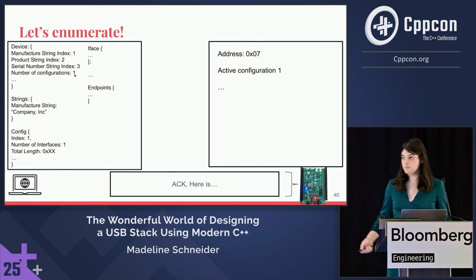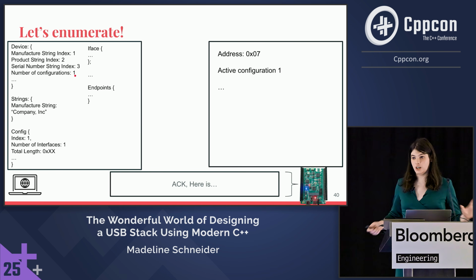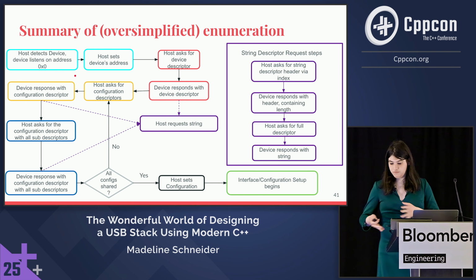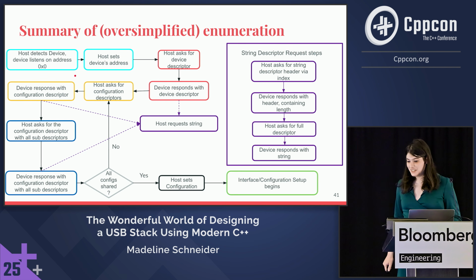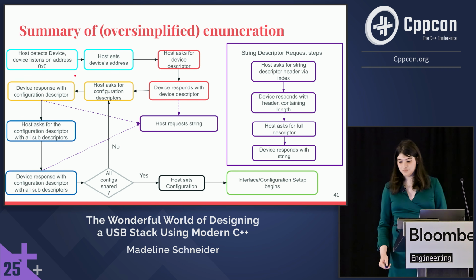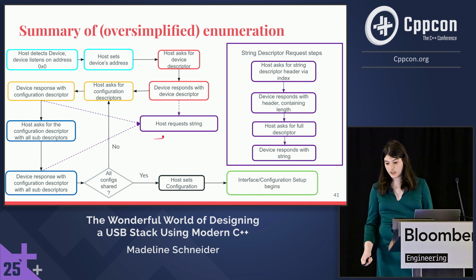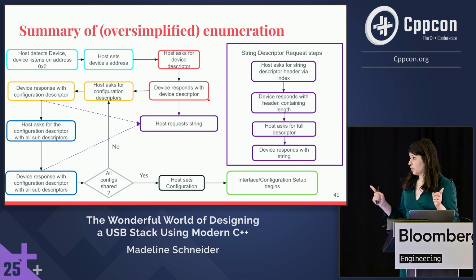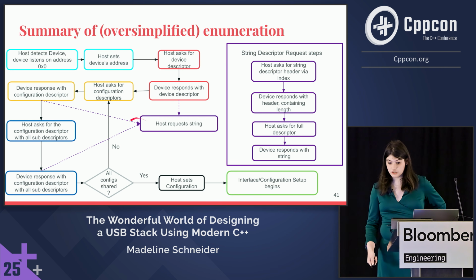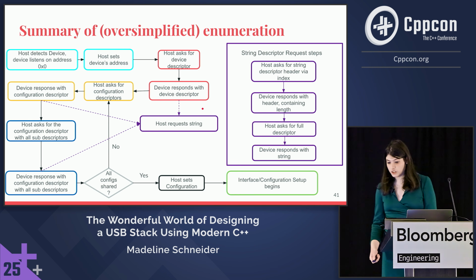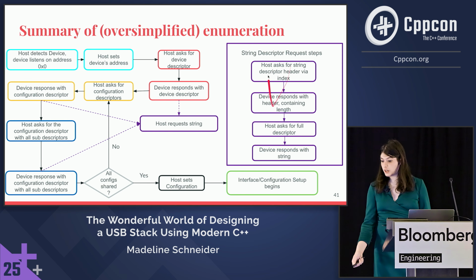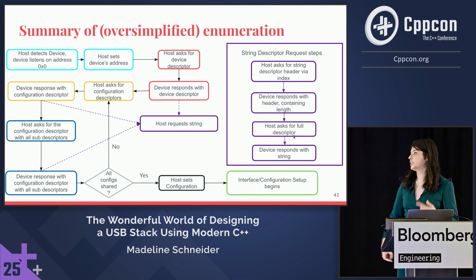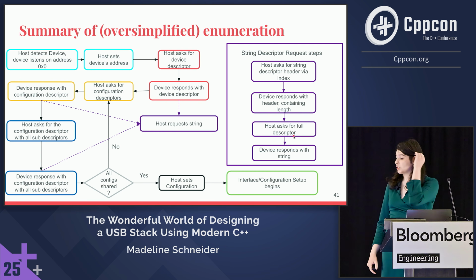At this point in time, the base enumeration is done. Here's a flowchart of the entire process. Yes, it's wild. You'll see that the dashed lines going to host request strings can come from kind of anywhere, as long as it's not in the middle of fetching another descriptor. And you'll see in the purple box the process of fetching string descriptors.